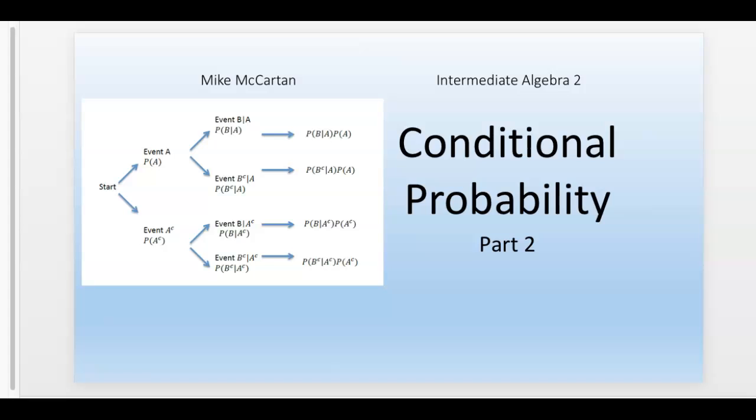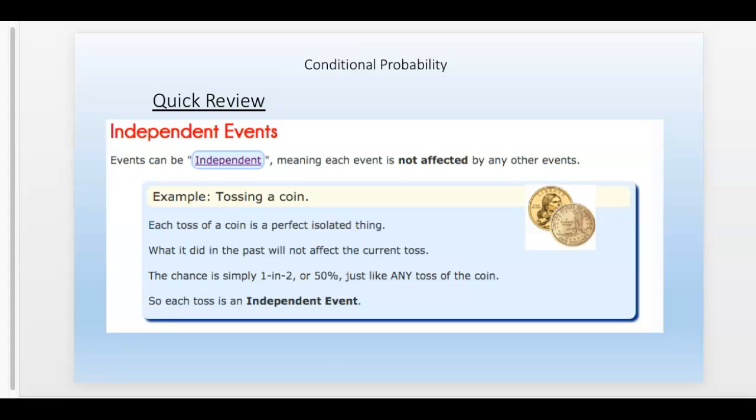Today we're going to look again at conditional probability. I want to talk about these tree diagrams. This is actually a pretty good example right here of what we'll be talking about. And just a quick review.